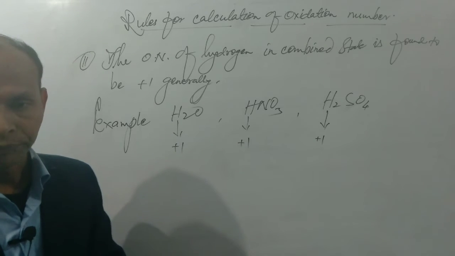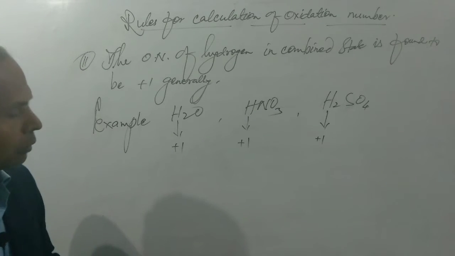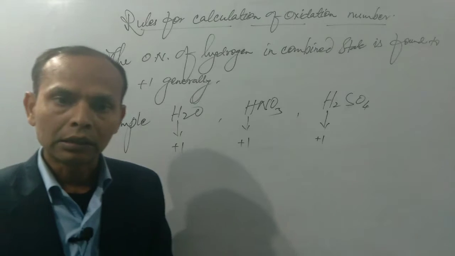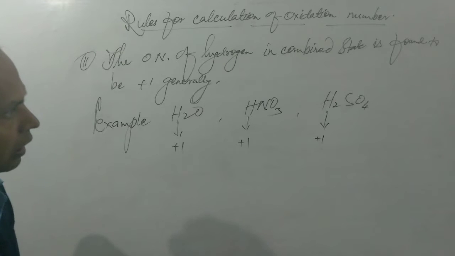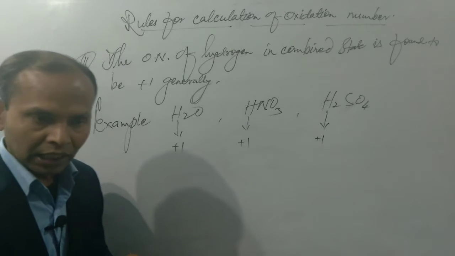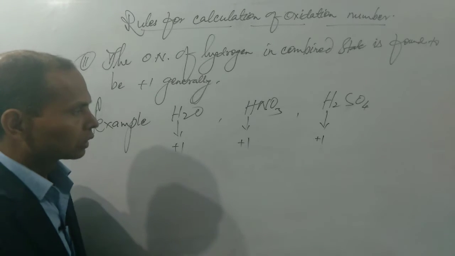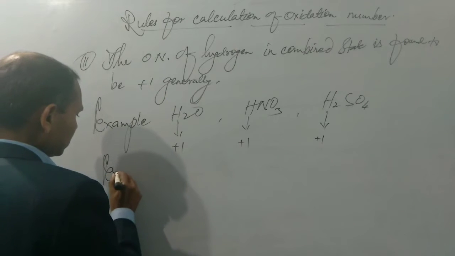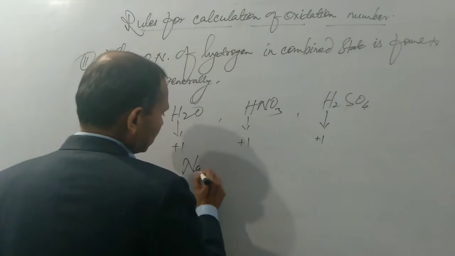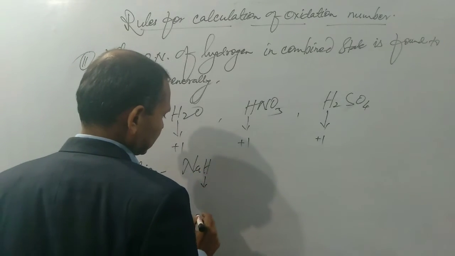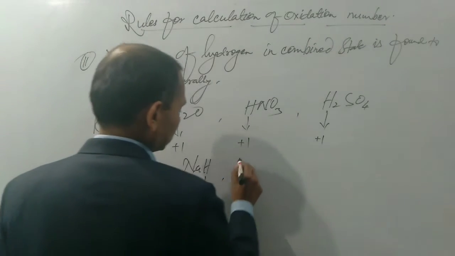One of the exceptions is also available in this regard, which tells us that in the form of hydrides of metal, the oxidation state of hydrogen is -1. So, we can say that the oxidation state of hydrogen in case of hydrides of metal is found to be -1. Exception: sodium hydride, and the oxidation state of hydrogen in sodium hydride is -1.